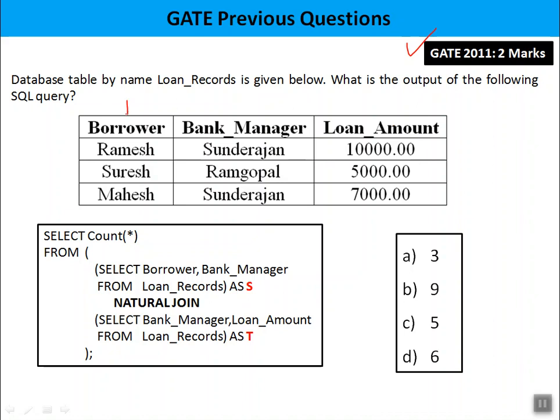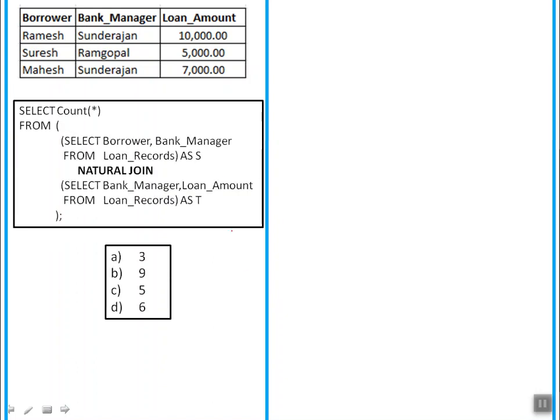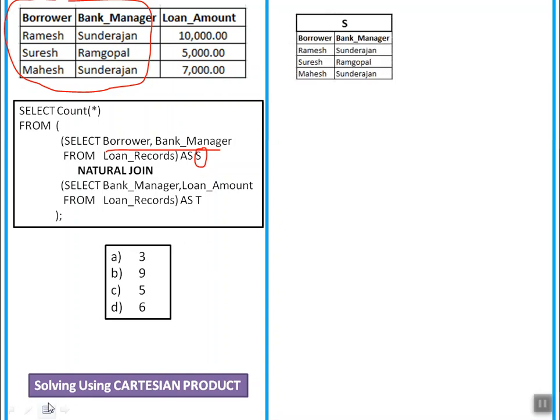Let me explain. There are 2 columns, borrower, bank manager, and 3 columns, bank manager, loan amount. What kind of join? It is natural join. One table is S, other table is T. They are asking you to count. Let's get into the query first. Let's identify what is S and T first. What is S guys? S is borrower and bank manager. Now what is T guys? It is bank manager and loan amount. This part is T guys.